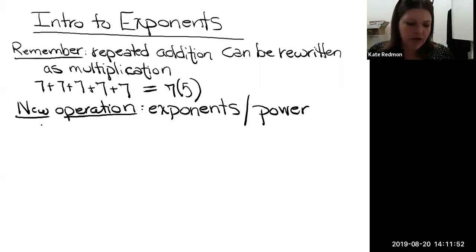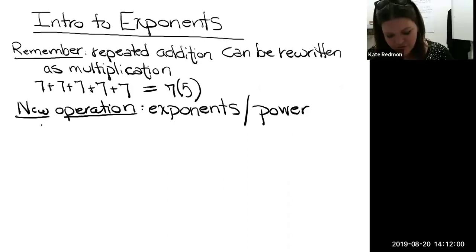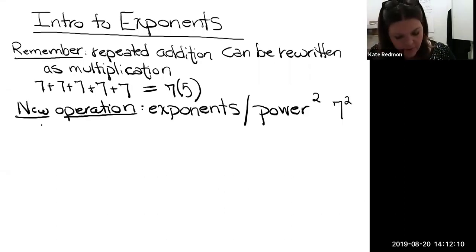And so when you say power, do you have a visual of what that might look like mathematically, David? 7 with the power of 2. Sure, those little floating numbers, a lot of times, those little numbers up in the sky. So David said 7 with the power of 2. Now let's talk about what that means.